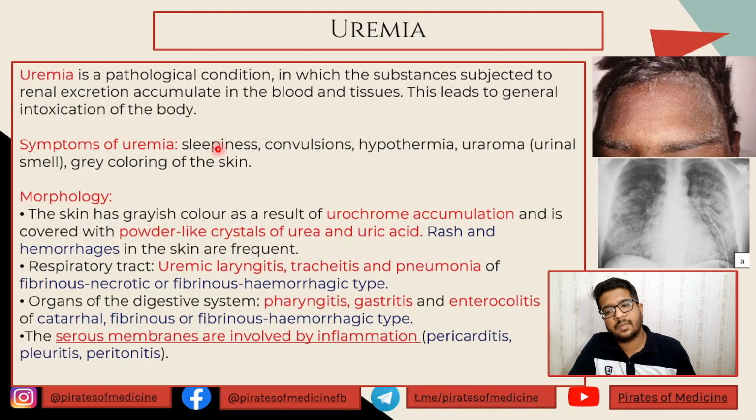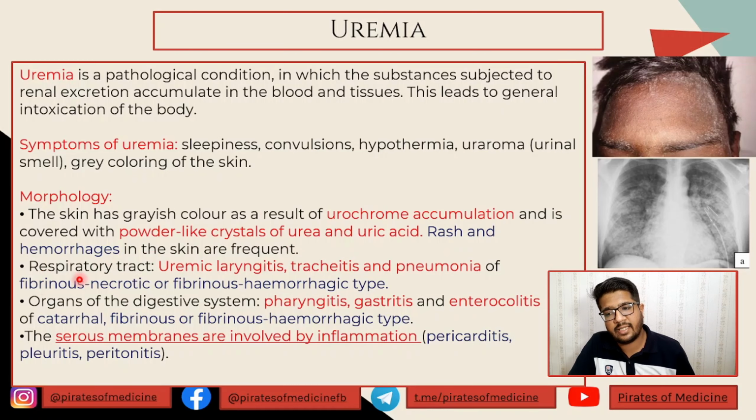It can be sleeplessness, convulsions, hypothermia, urinal smell from the person, gray coloring of the skin. You can see this in this patient. Now, morphologically, the picture is that the skin has a grayish color due to urochrome accumulation. Powder-like crystals of urea and uric acid develop on the skin. Rash and hemorrhages in the skin are frequent.